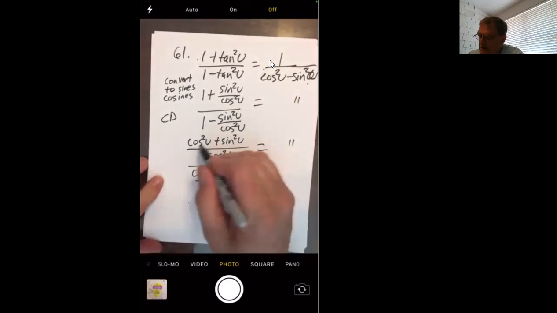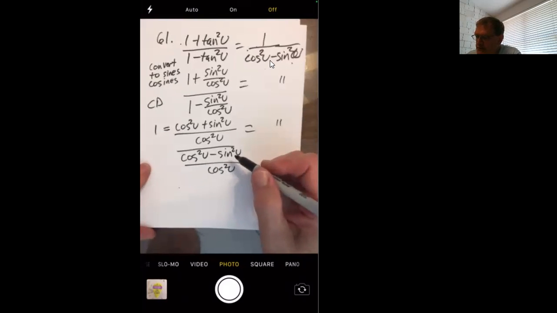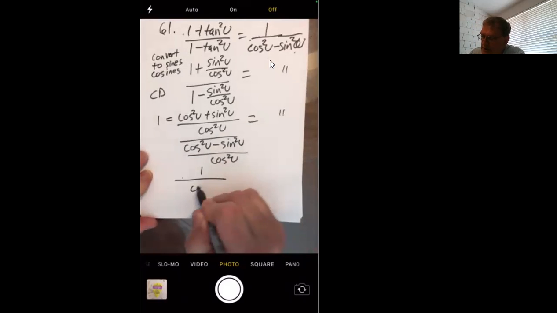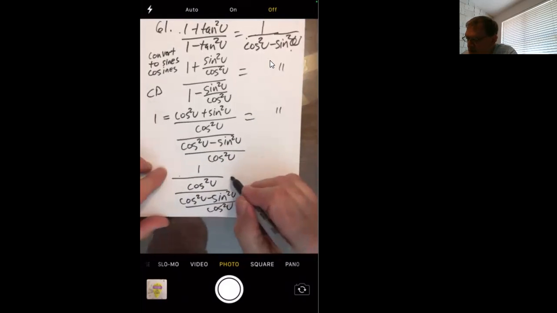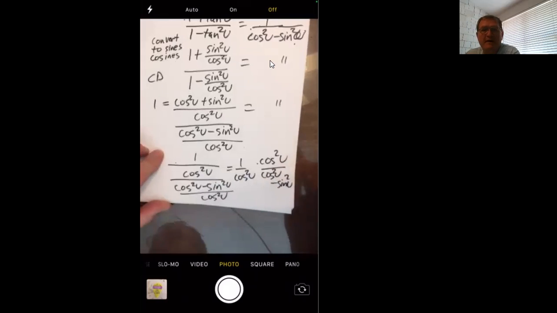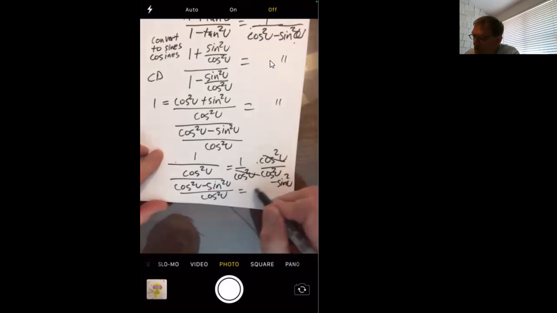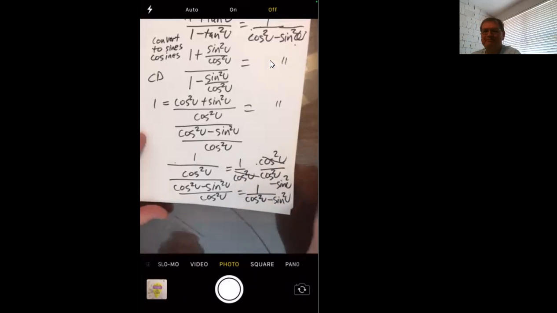equals on this side. Now this level is simply 1. So you're getting 1 over cosine squared of u over cosine squared of u over cosine squared of u. And you flip this around, 1 over cosine squared of u times cosine squared u over cosine squared u minus sine squared u. These cancel and you're left with your 1 over 1 minus sine squared u.